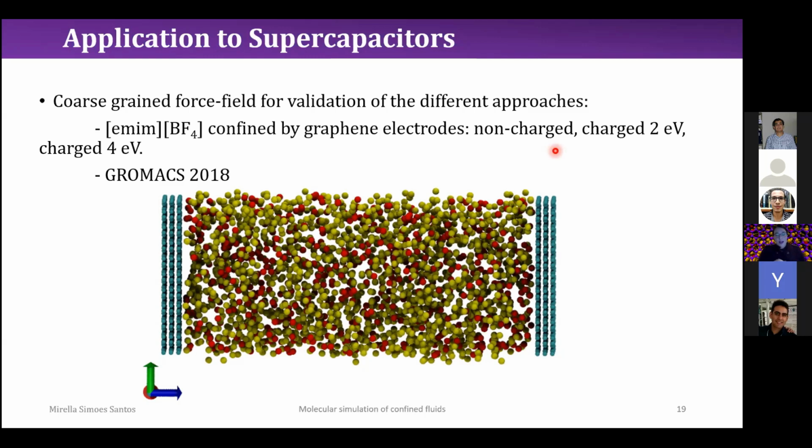We also analyze when we have charged electrodes as well. So here in the group, we are considering not only coarse-grained force field models for the ionic liquid. Those we are using mostly for developing theories and validation of theories. But we are also using atomistic and polarizable force fields for describing the ionic liquids. They are computationally more expensive than this one. That's why we are using the coarse-grained force field for validating the theories before applying them to the very slow system, let's say.